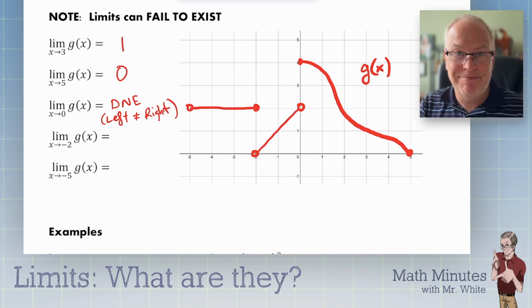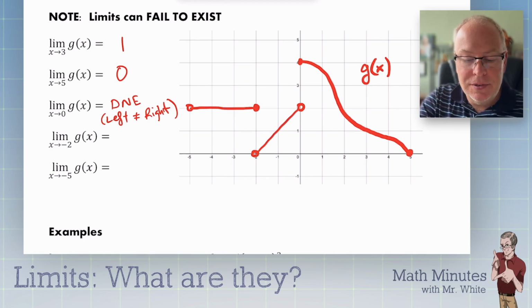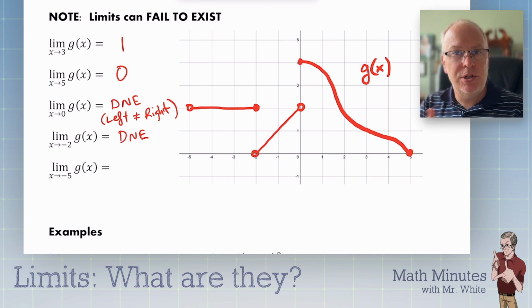Remember, values of limits are always y values. So the right does not equal the left. 2 does not equal 0. So we would say does not exist again. Sometimes your teacher wants you to support your answer. So, but let's look at -5.